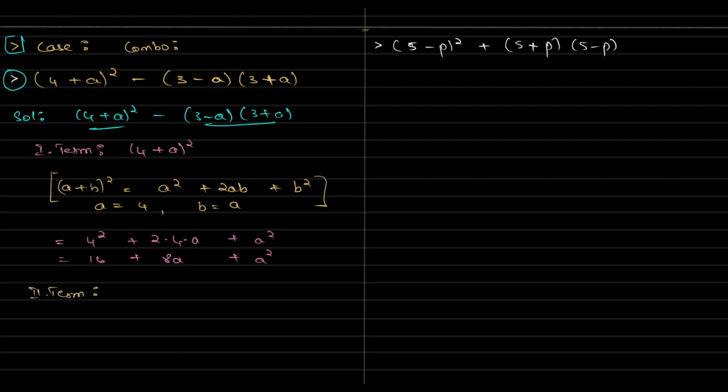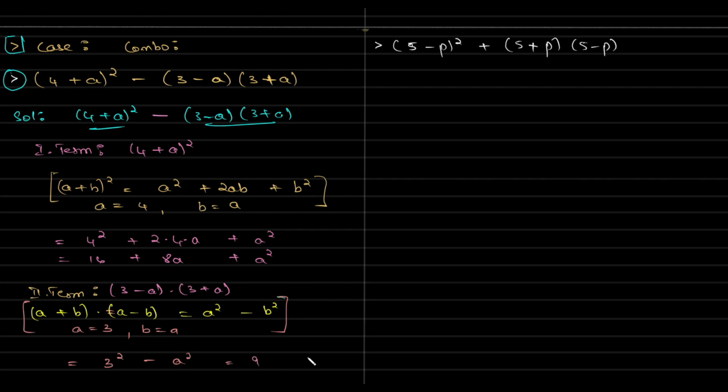So now what you can do is you can take the second term, right? So there is a negative. Let's not consider it as a part of the term. We'll just take 3 minus a into 3 plus a. This is nothing but a square minus b square, the identity. So we have this as your identity, right? So here a is what? A is 3 and b is a itself, right? So the answer is 3 square minus a square, which is nothing but 9 minus a square.